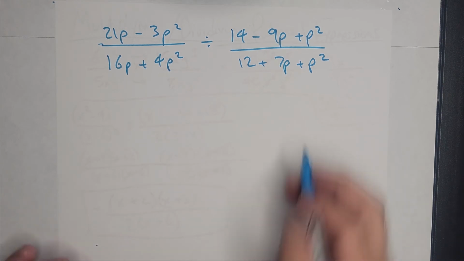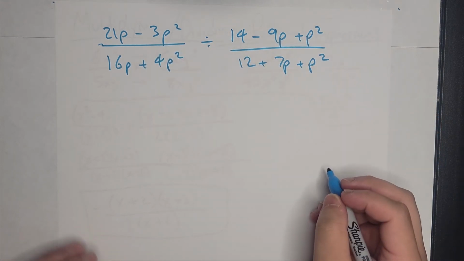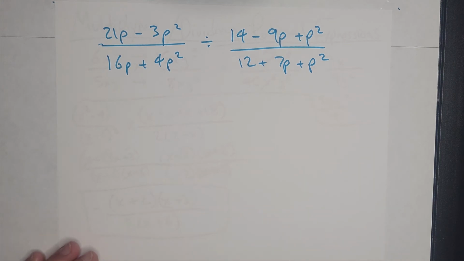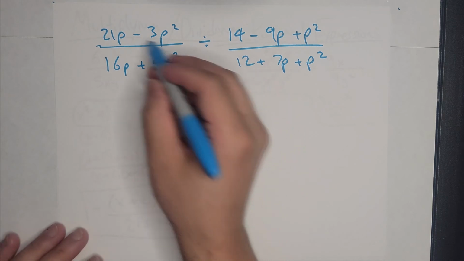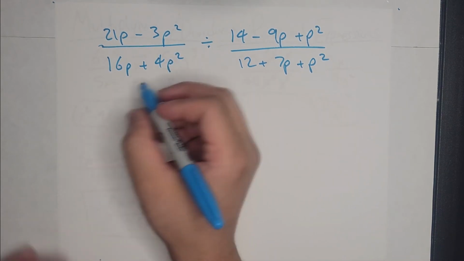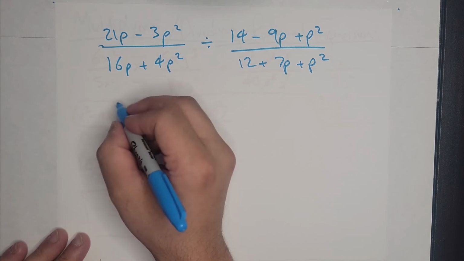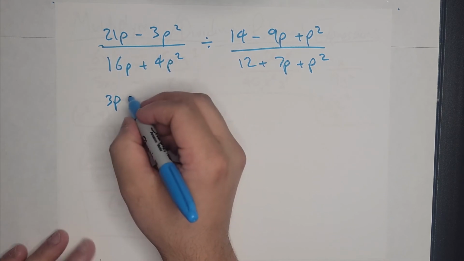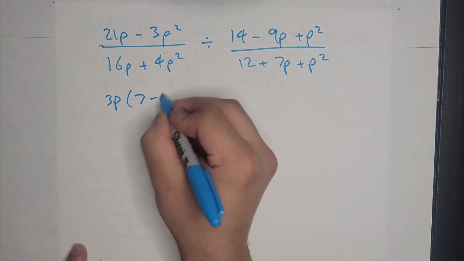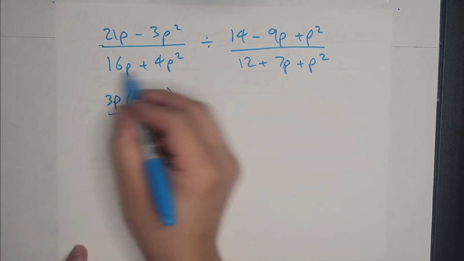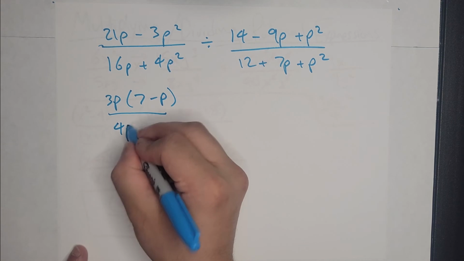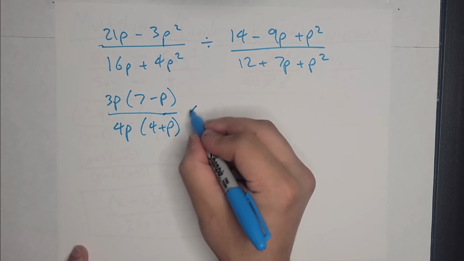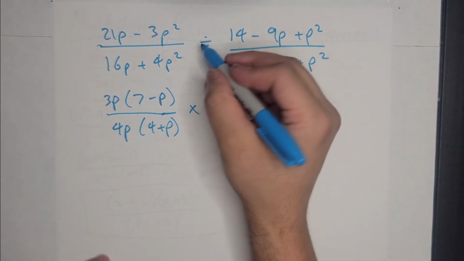Okay? And then these I'm going to rewrite in ways that I like. I like putting my higher numbers on one side. So, let's factor out a 3p from here first. Let's do 3p, because I know 21 and 3 have a common factor of 3, so that'll give me 7 minus p. And then for this one, I also have a 4 and a p in both, so I can factor that out, and now we're going to flip this around to multiply.